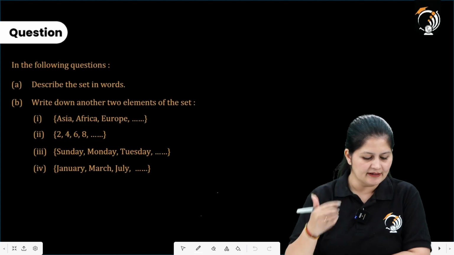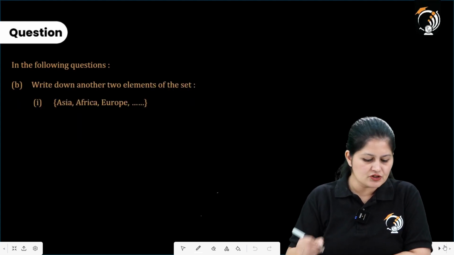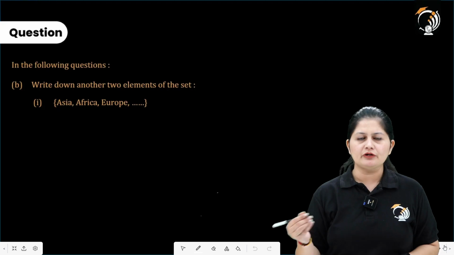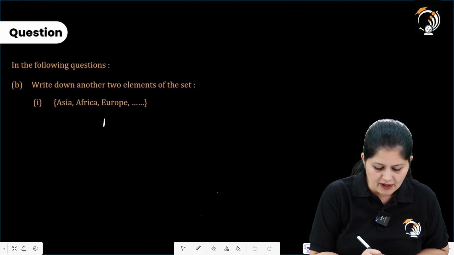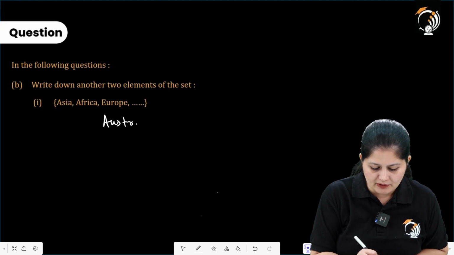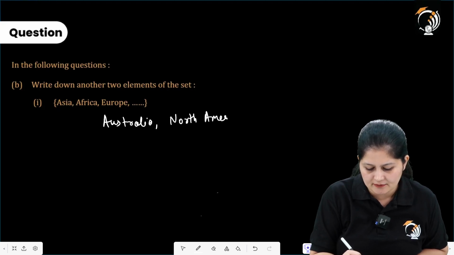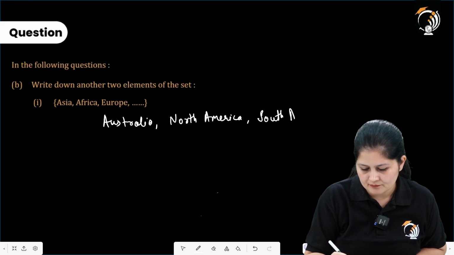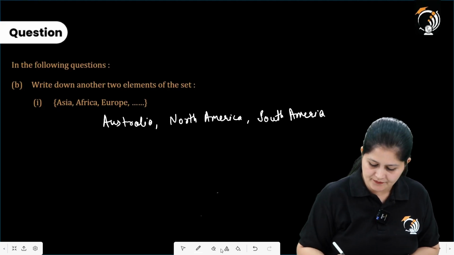Now, we need to write down the next two elements of the given sets. For the continents Asia, Africa, Europe, you can write Australia, North America, South America, or Antarctica. You can write any of them that you wish to. Clear?